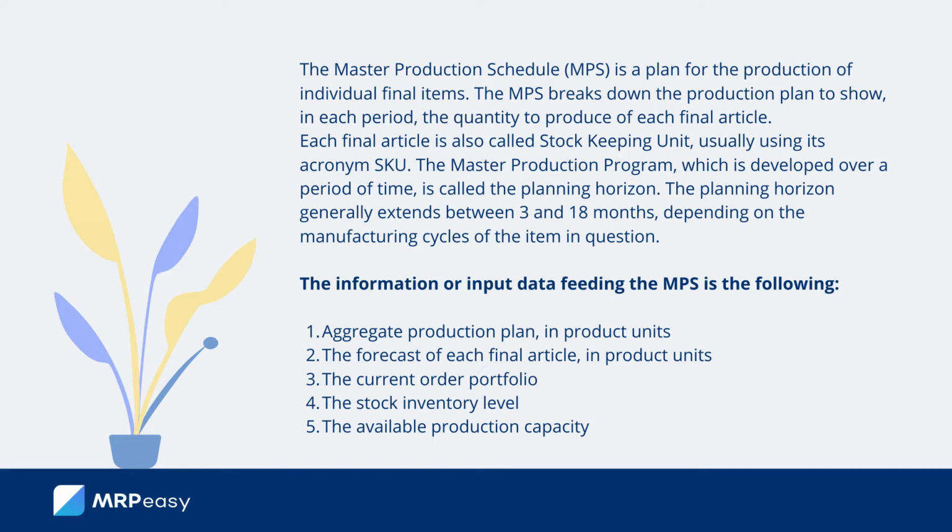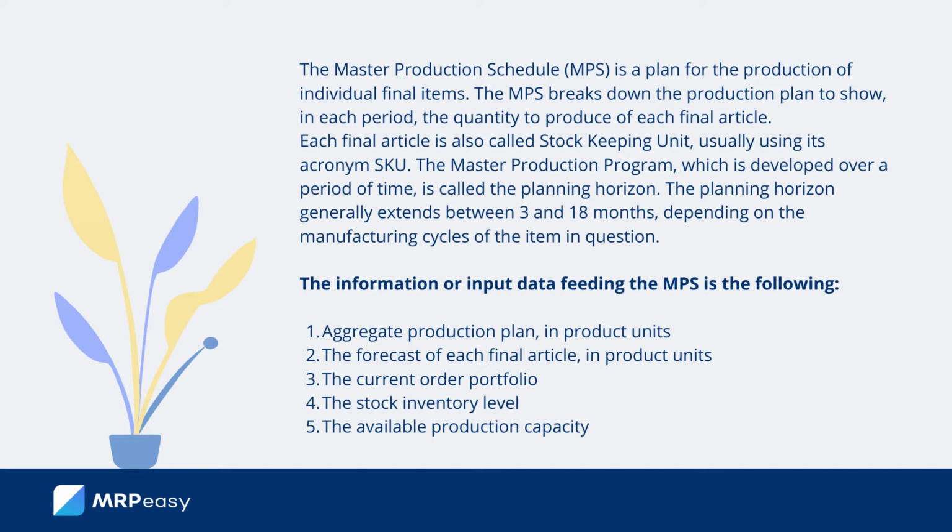The Master Production Program, which is developed over a period of time, is called the planning horizon. The planning horizon generally extends between 3 and 18 months, depending on the manufacturing cycles of the item in question.